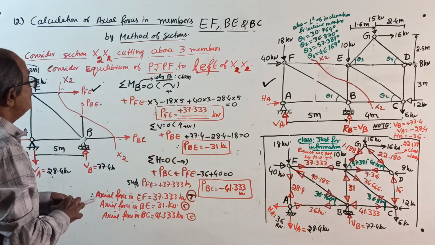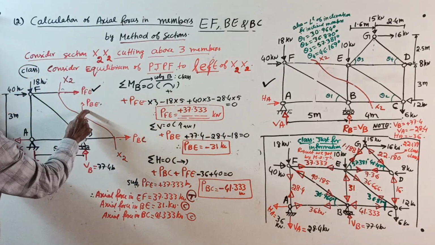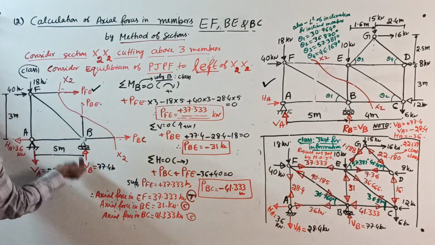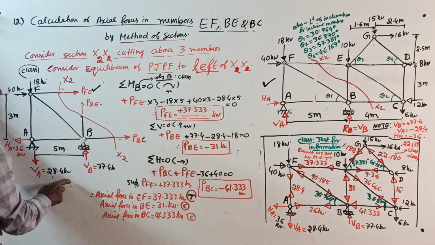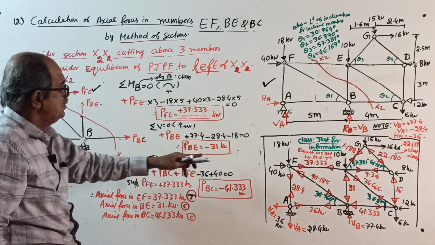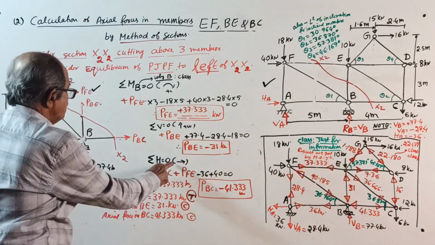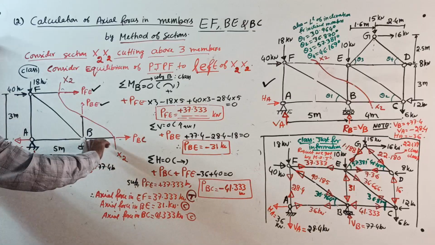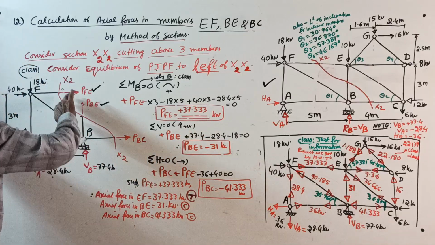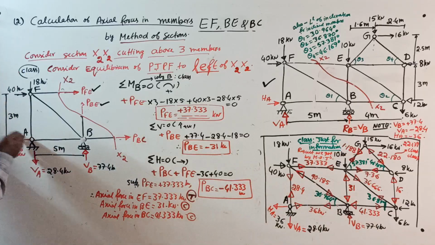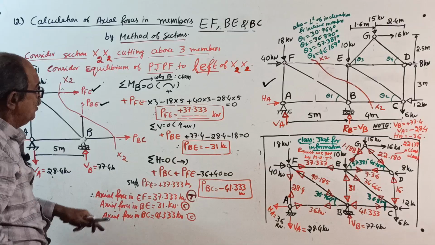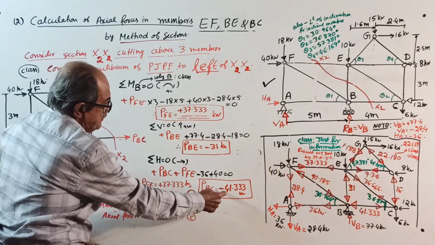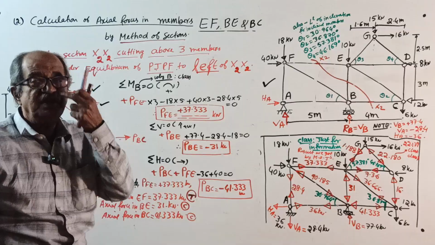Remember, sigma V equals 0, take upward positive. Plus PBE, these are not there. Plus 77.4 minus 28.4 minus 18 equals 0, you get PBE. Sigma H equals 0, take right side positive. See, now you know the value of PBE also. So unknown lastly, plus PBC plus PFE minus 36 plus 40 equal to 0. Substitute PFE, whatever you got there, you get PBC minus 41.333.